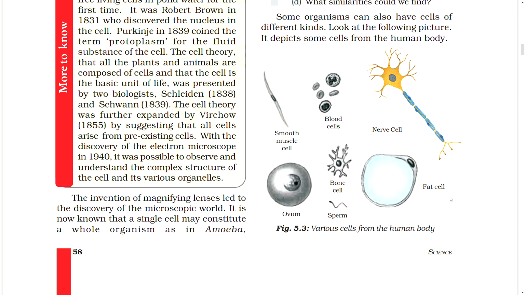Some organisms can also have cells of different kinds. Look at the following picture. It depicts some cells from the human body: a smooth muscle cell, a blood cell, nerve cell, bone cell, fat cell, a sperm cell, ovum. Figure: various cells from the human body.